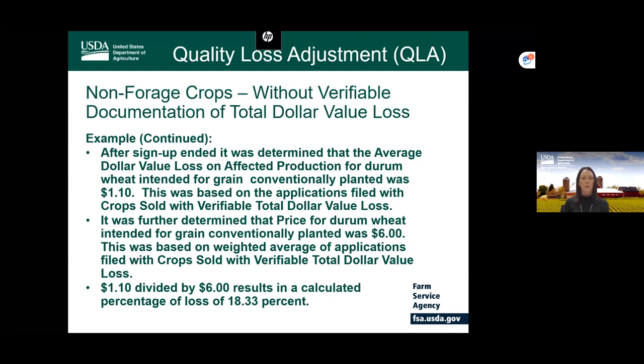It was further determined that the price for durum wheat intended for grain, conventionally grown, was $6. So that's our price before discount. This was based on a weighted average of applications filed with crops sold with verifiable total dollar value loss. So again, after sign up, we're going to look for what the loss amount was and what that price before discount was. The $1.10 divided by our $6 results in a calculated percentage of loss of 18.33%.